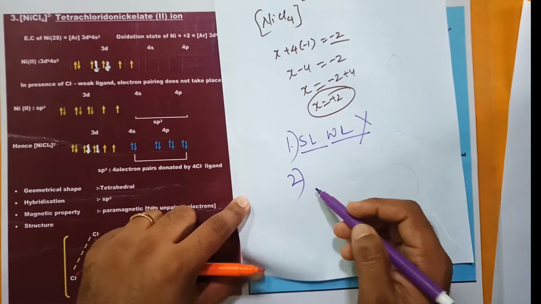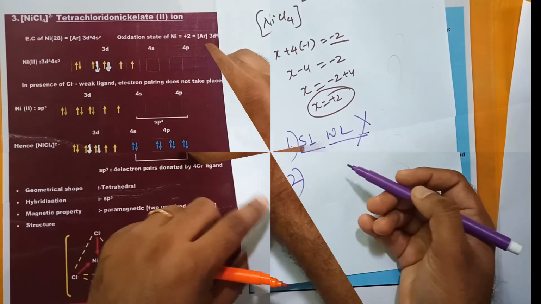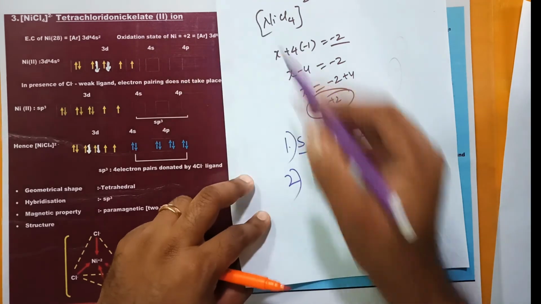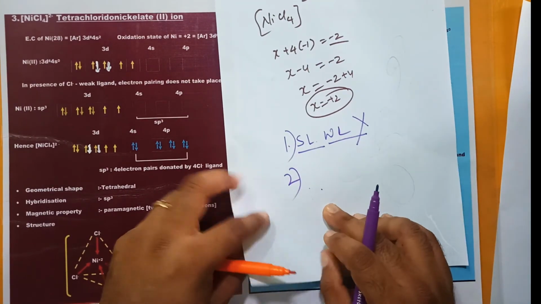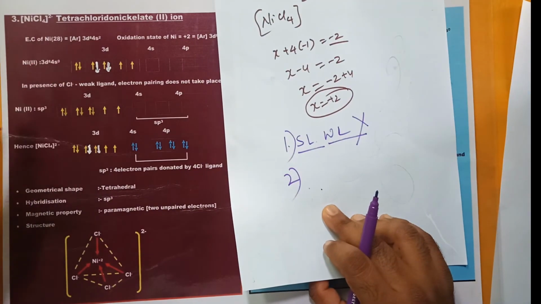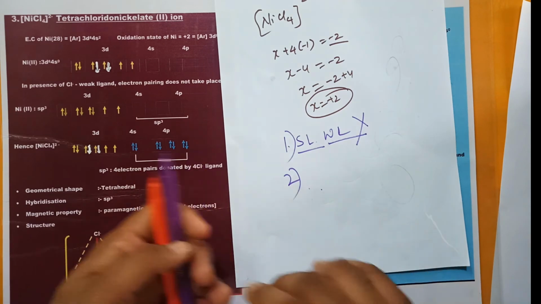In the case of a positive or cationic complex, there is no need to add -ate. The name of the central metal atom retains itself, that is if it is nickel, it is nickel, cobalt is cobalt. That's it. Is it clear friends?